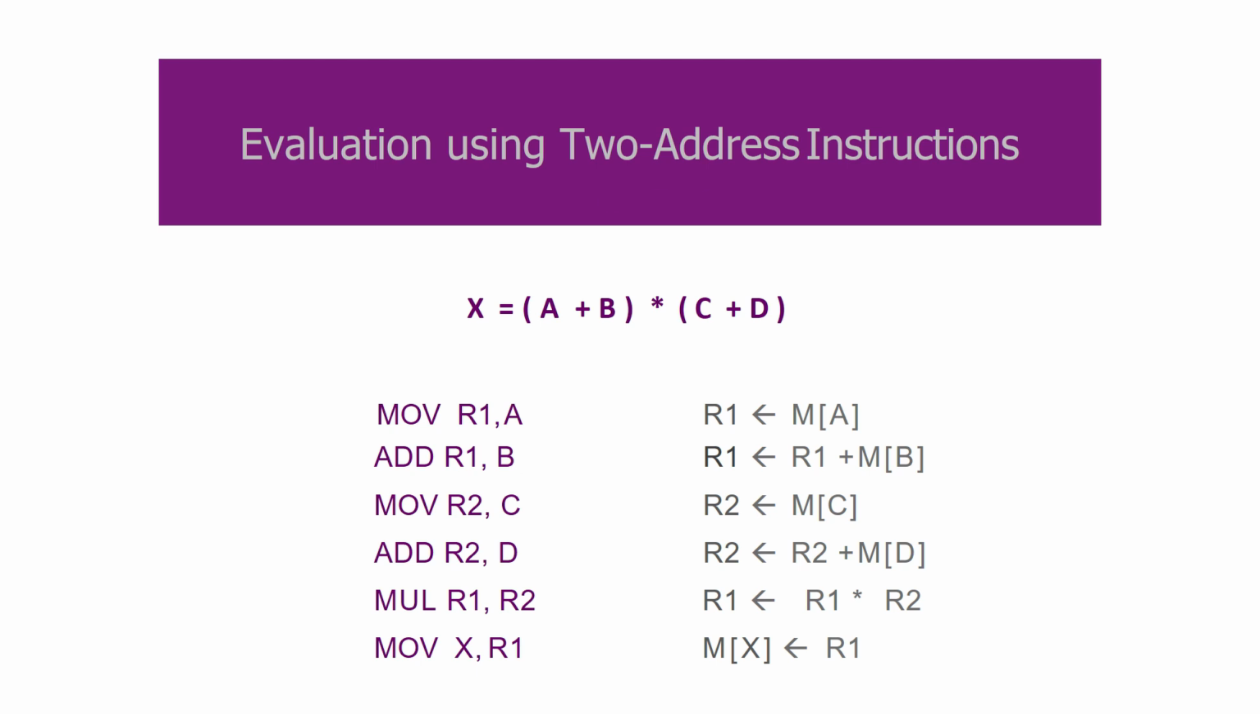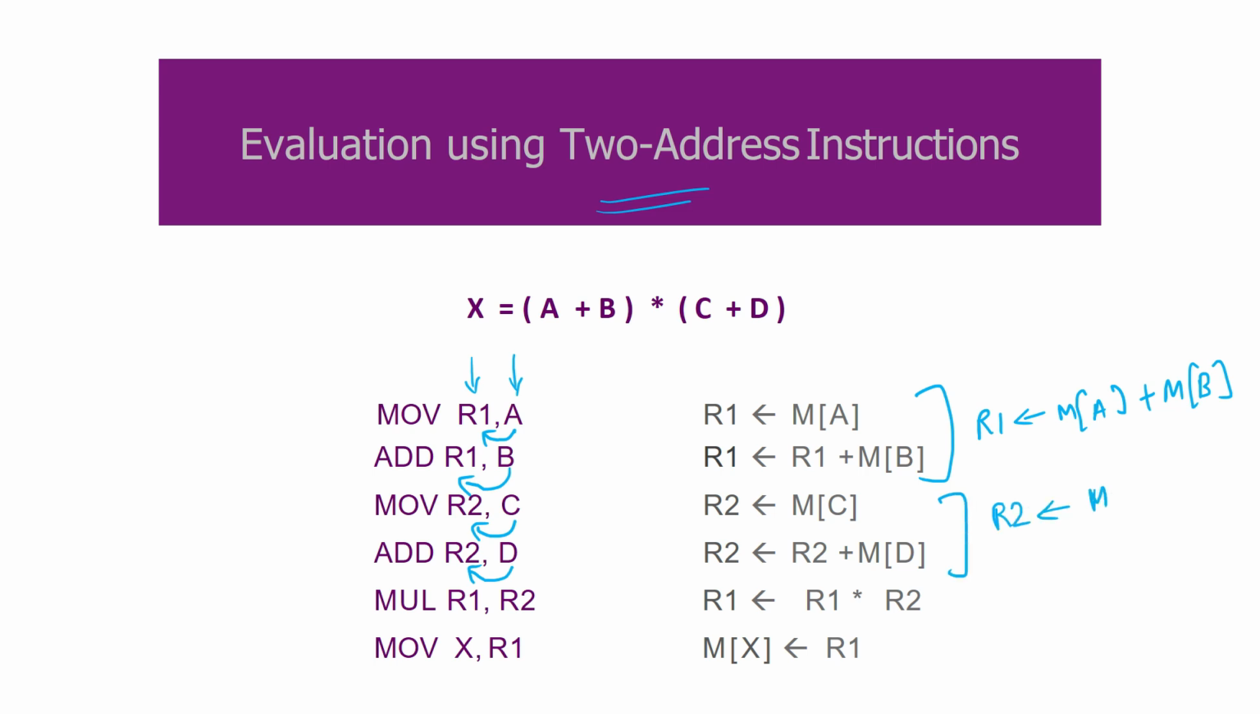Now using the two address instruction, we have two addresses at one time. Move A into R1, add B into R1, then move C into R2, add D into R2. Now what is happening here? R1 is M of A and M of B effectively, and similarly here effectively what is happening? M of C plus M of D, which we saw earlier.